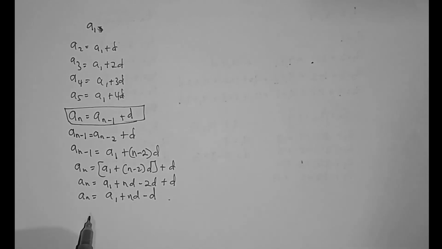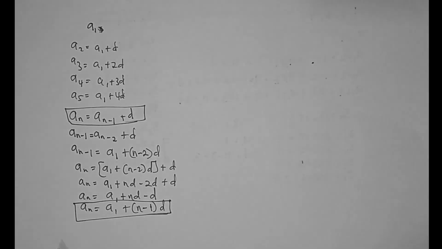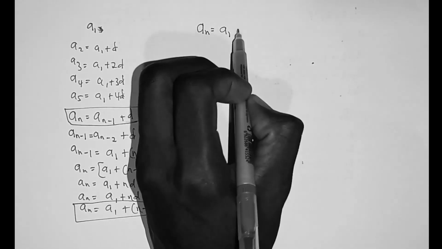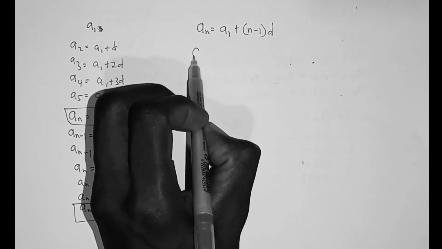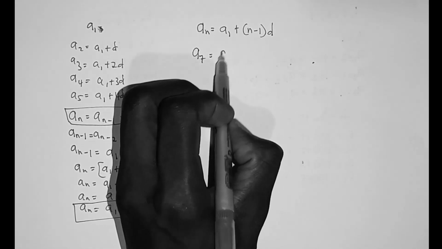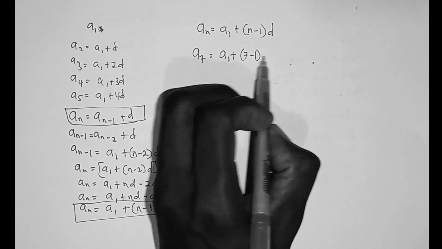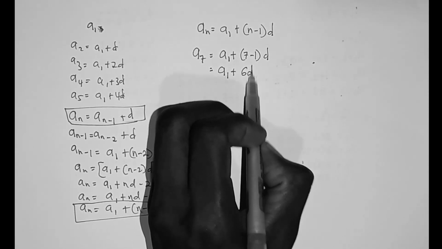So let's factorize my d out. So it becomes an equals A1 plus (n minus 1)d. So this is the formula for finding the nth term of an arithmetic sequence. So we have an equals A1, the first term, plus (n minus 1)d. So for example, if we are supposed to find A7, it will be equal to A1 plus, then you replace the n with 7, that will be (7 minus 1)d. So this is equal to A1 plus 7 minus 1 is 6, so 6d.